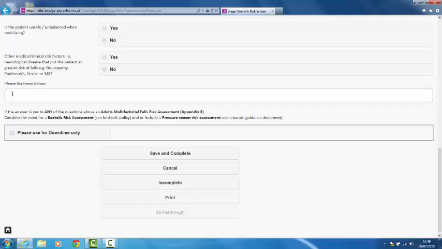Here, any other medical clinical risk factors can be listed. Once this has been completed, we should save and complete and print as below.